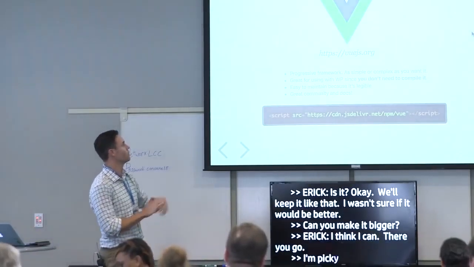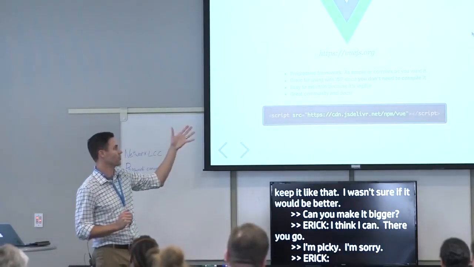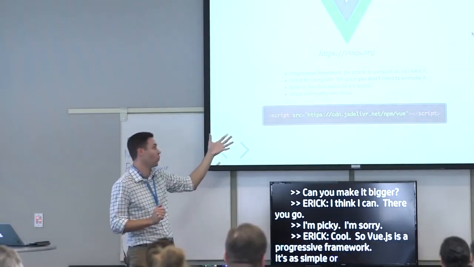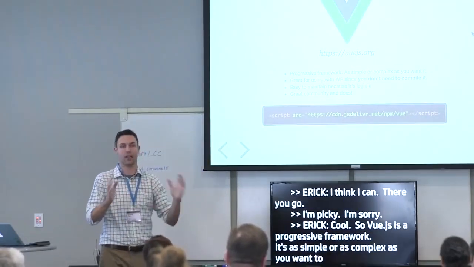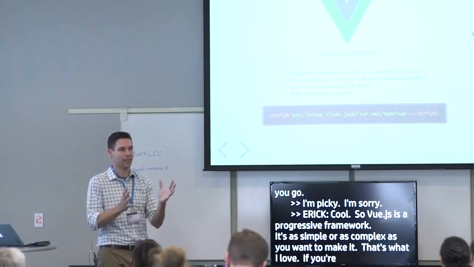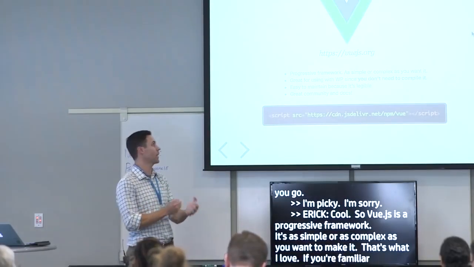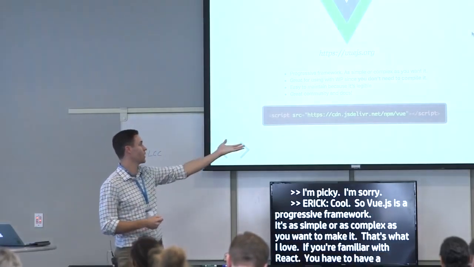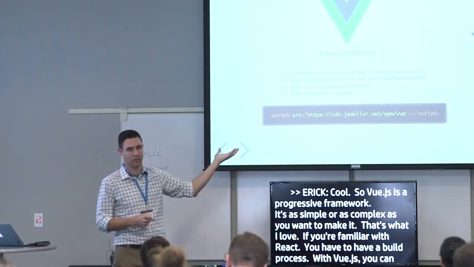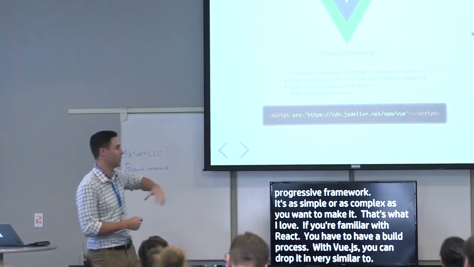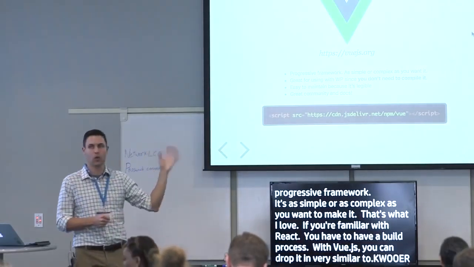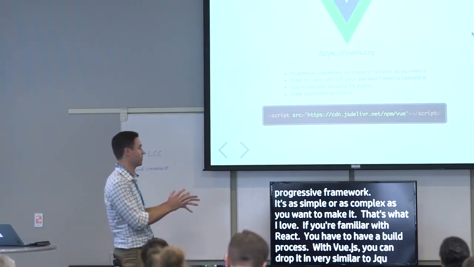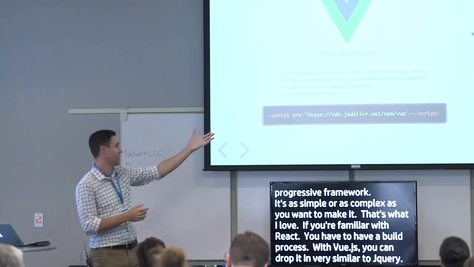Okay, cool. So Vue.js is a progressive framework. It's as simple or complex as you want to make it. That's what I love. If you're familiar with React, React is pretty complicated. You have to have a build process. With Vue.js, you can just drop it in, very similar to jQuery. You just drop it in and go. And that's what makes it wonderful for working with WordPress, at least for dipping your toes in and getting started with it.